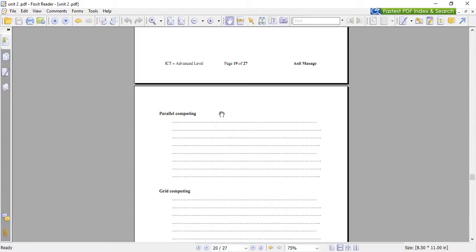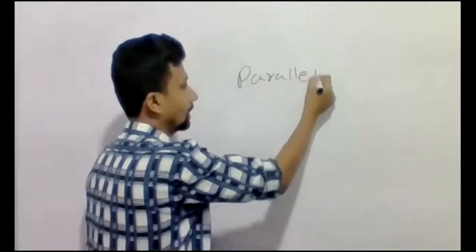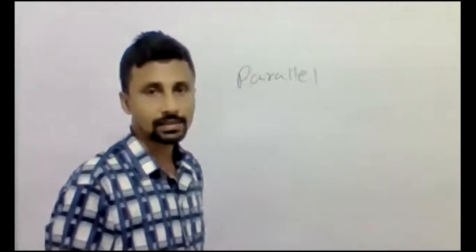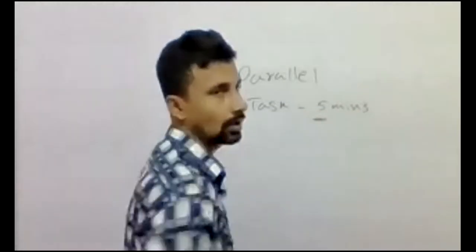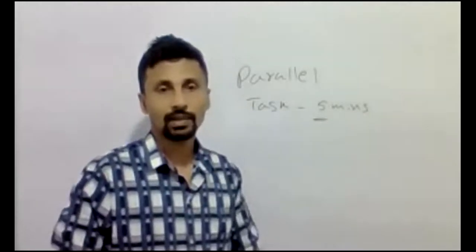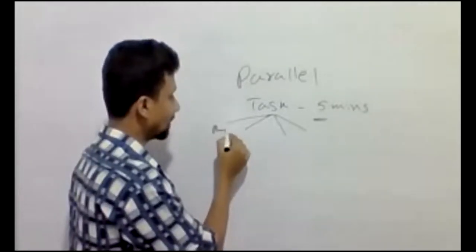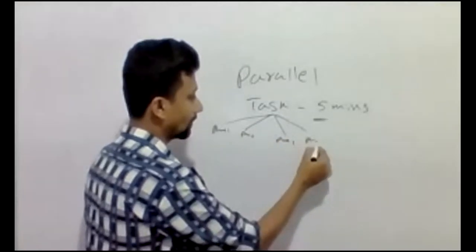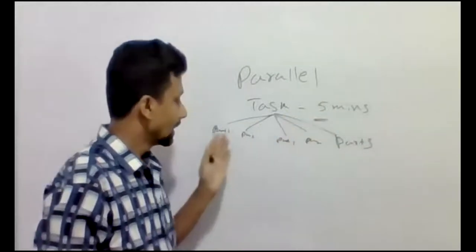Now in parallel computing, I'll explain a bit. What is happening? Suppose there's a task, right? I take 5 minutes to complete this task. Now in parallel computing, this task is divided into 5 parts. As an example, part 1, part 2, part 3, part 4, part 5. So this 5 minute task is divided into 5 parts.